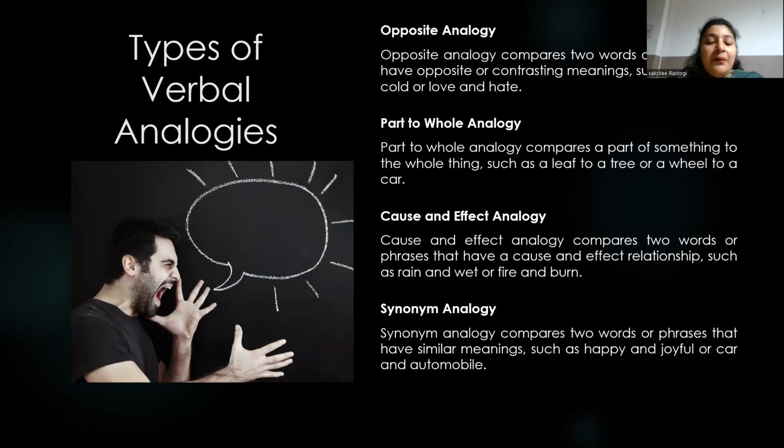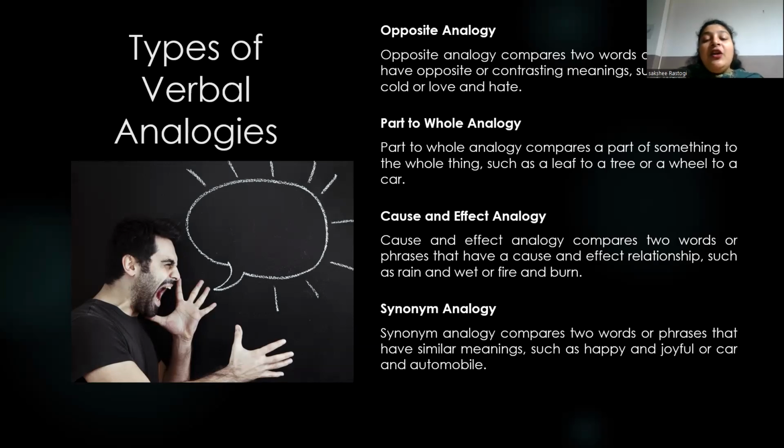So in each example, the first word is paired with its antonym, a word with the opposite meaning, and the second word is paired with its antonym. Opposite analogies are useful for developing vocabulary and understanding word meanings. It improves critical thinking and problem solving skills, enhances language skills and communication, and prepares for various cognitive abilities tests and assessments.